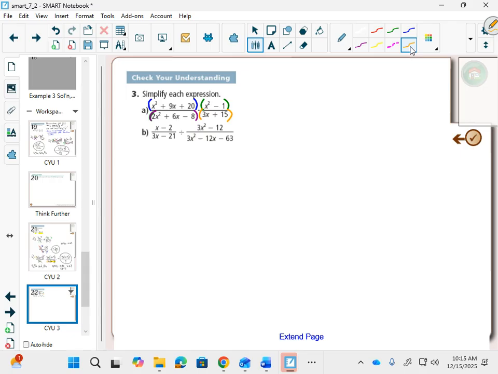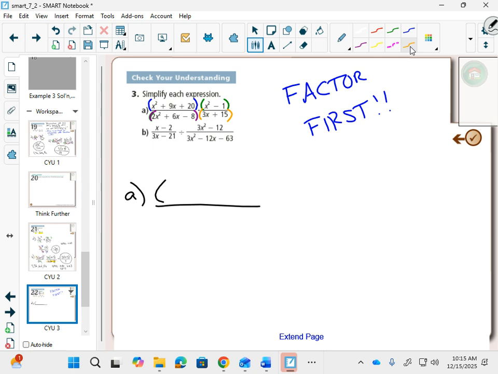So what do we need to do? This is going to be a very common theme over and over again: we're going to need to factor first. So in A, can I factor the top? X and X, 5 and 4. Every time you factor, you should quickly multiply it out in your head to make sure that it matches up, and it does. X plus 1, X minus 1.